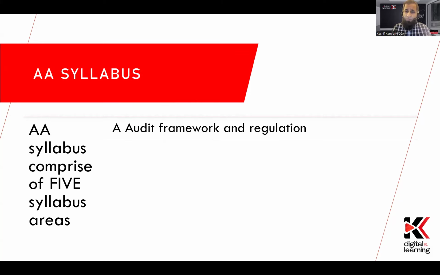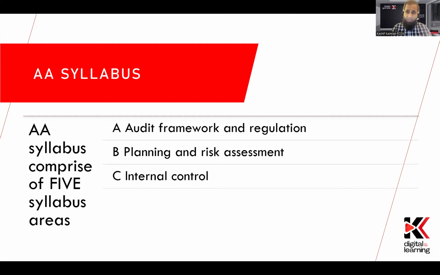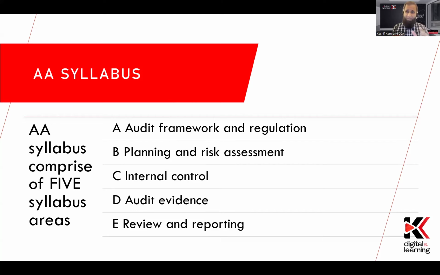The syllabus consists of, number A, the audit framework and regulation. This is more of a knowledge-based area we have in AA. Then we have some very important areas from where case studies build up in section B of the paper, which is planning and risk assessment, C, internal control, D, audit evidence, and E, review and reporting. So this is what the syllabus looks like. Syllabus areas B, C, D, E are very, very important for section B of the paper, which is worth 70 marks. A is a syllabus area which can impact B, but it's more relevant to section A of the paper.